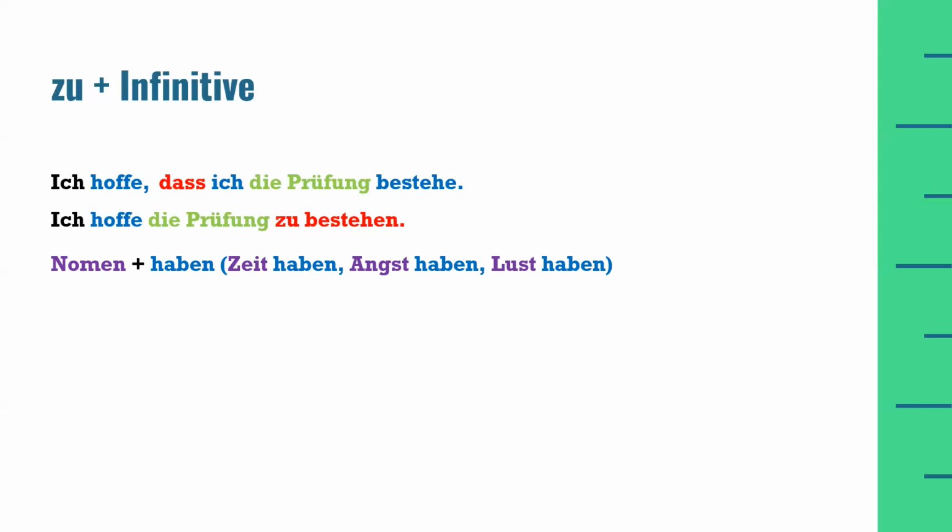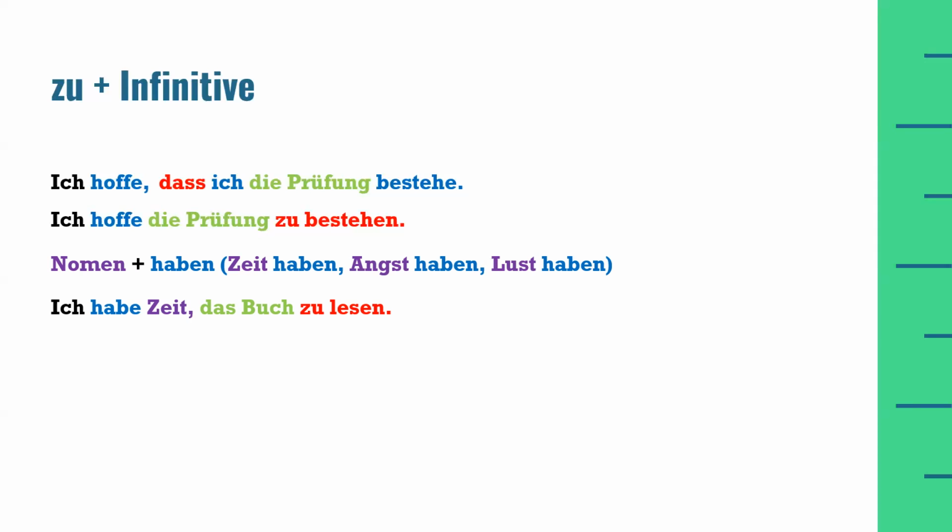Zu plus infinitive can be used very frequently with noun plus haben verb. If I have a noun Zeit and I combine it with the verb haben, it becomes Zeit haben, which means to have time. Another noun can be Angst, and it means to be afraid of, and I can combine it with haben. Another noun can be Lust, which means to be in the mood of doing something. Let's use these nouns plus the haben verb and see how we can use zu plus infinitive in combination with these nouns and haben.